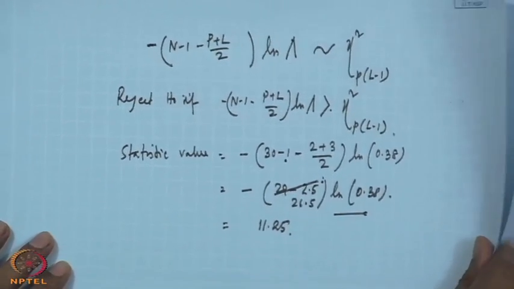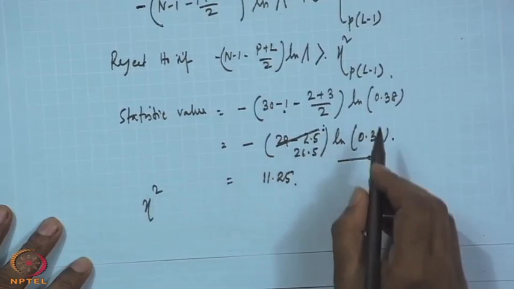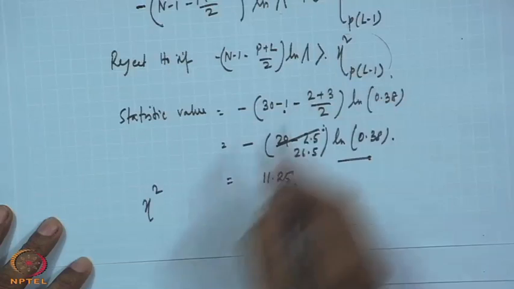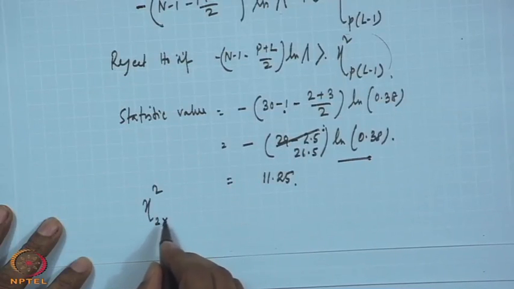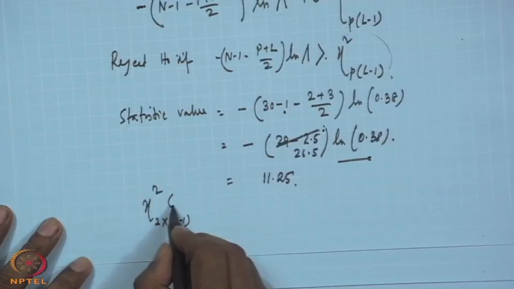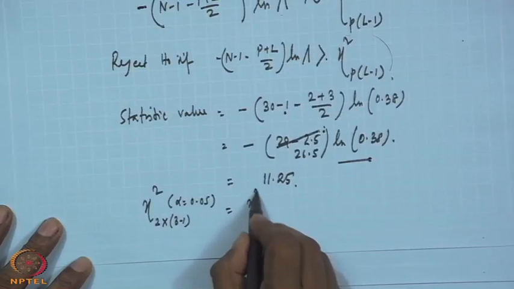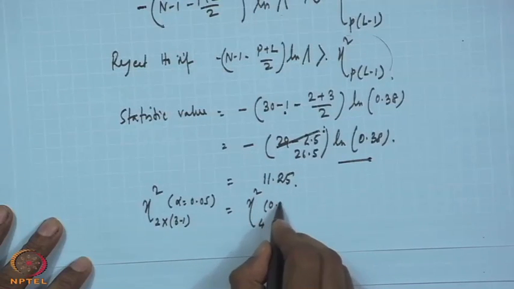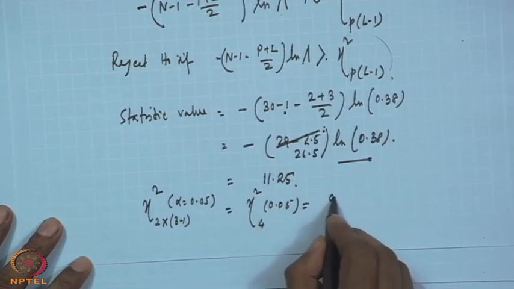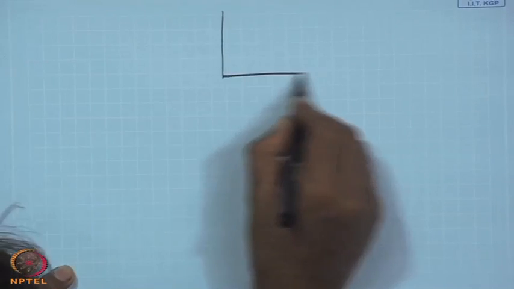Now, you are required to find out what? You require to find out chi-square with p(L minus 1) degrees of freedom, p is 2, L minus 1 is 3 minus 1, that is 2, and you have to take an alpha value, let alpha equal to 0.05. Then this one is chi-square 4, 0.05, this value is 9.49. So, the statistic value is more than the tabulated value. Your case is coming like this.